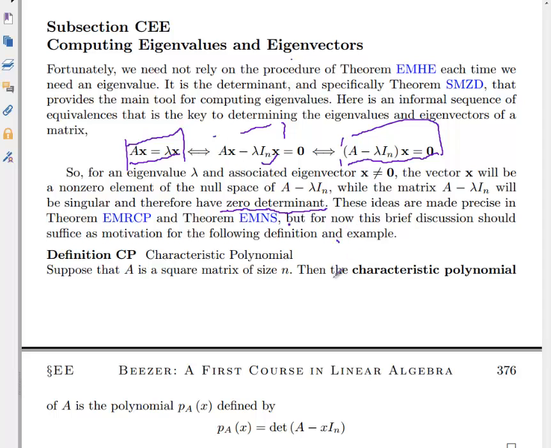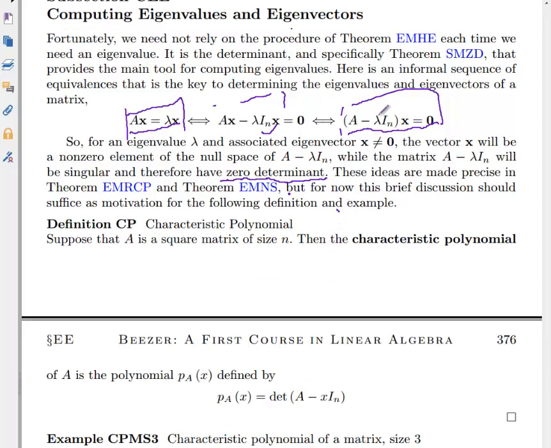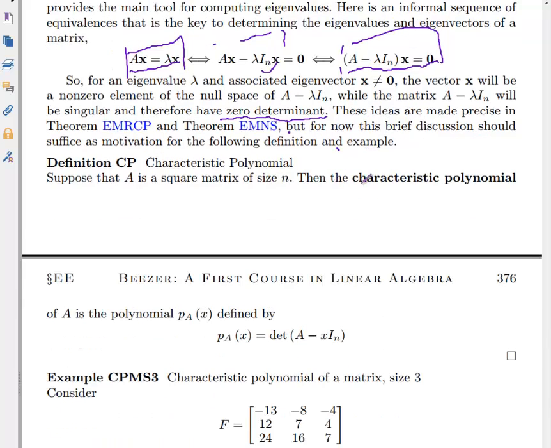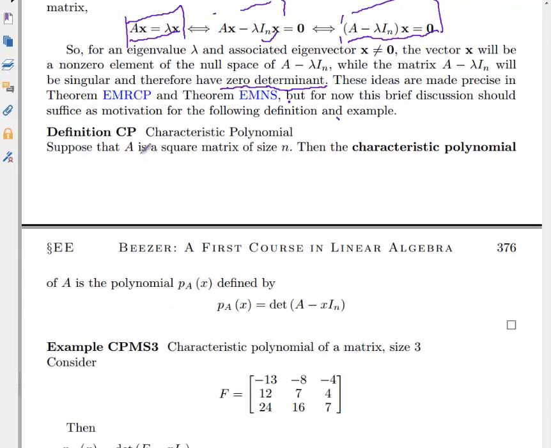Okay, so that's the strategy. We're going to find a constant lambda such that A minus lambda I has determinant 0, and then since that's singular, it has a null space, and we can solve the null space for the eigenvector. Okay, all right, so let's go.